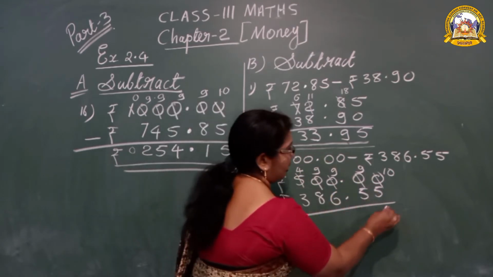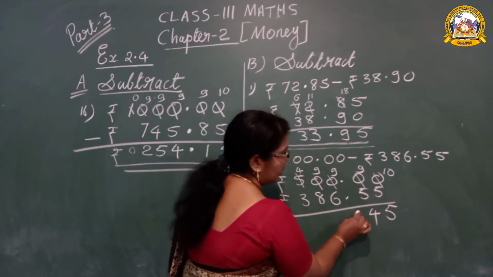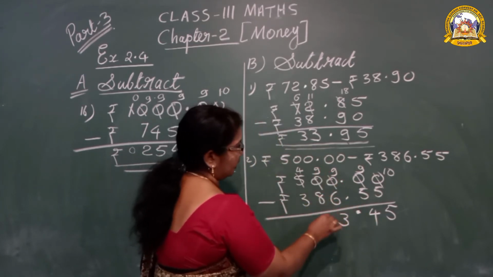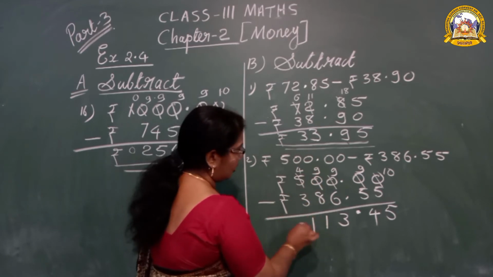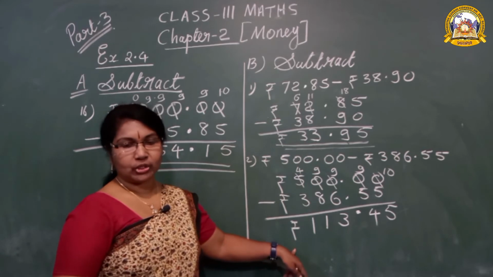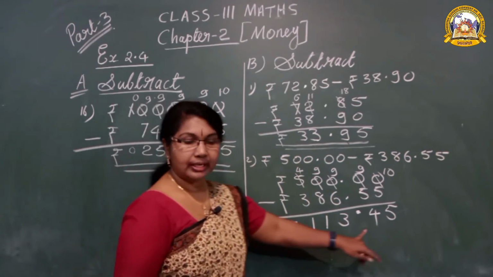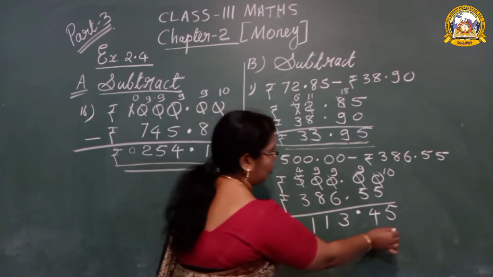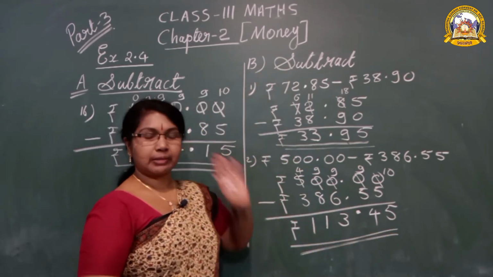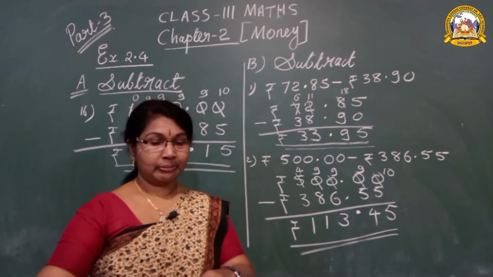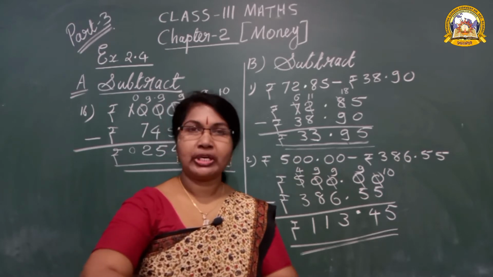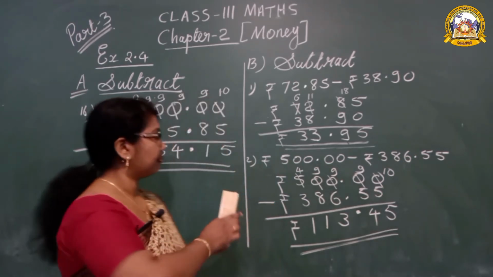Now 5, 4, here is the point. 9 minus 6, 3. 9 minus 8, 1. 4 minus 3, 1. Don't forget to write the symbol of the rupees. What is your answer? Our answer is 113.45. You should write neat and clean in the CW. Question number B, subtract. Now, important one, this subtraction word sums you are going to do, exercise 2.5.